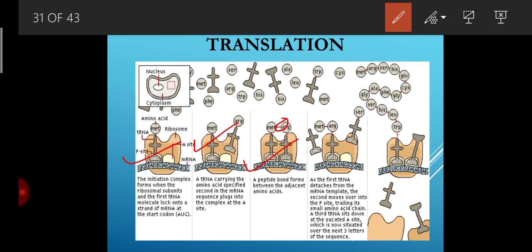As the first tRNA detaches from the mRNA template, the second moves over to the P site. You can see this has got removed. So second will move to the P site, trailing its small amino acid chain. A third tRNA sits down at the vacated A site, which is now situated over the next 3 letters of the sequence. And in this way, a complete polypeptide chain is formed.